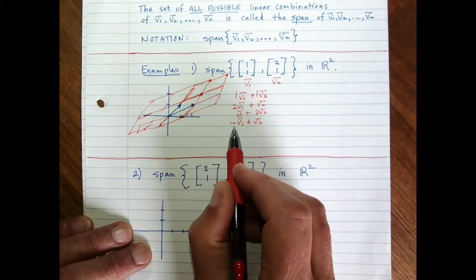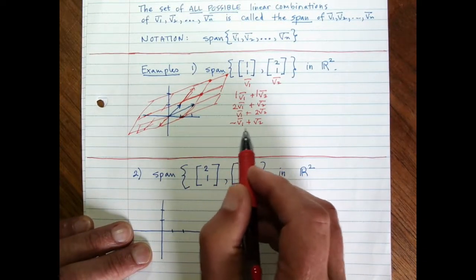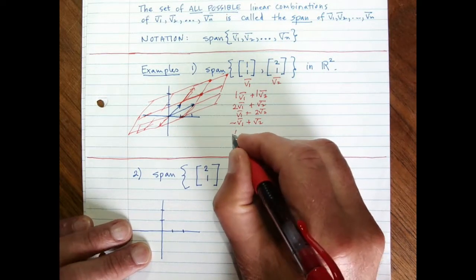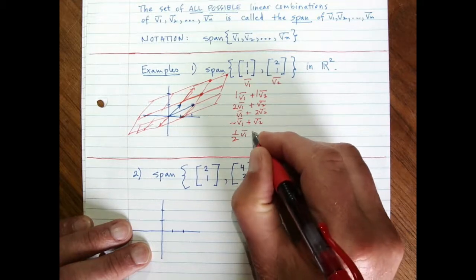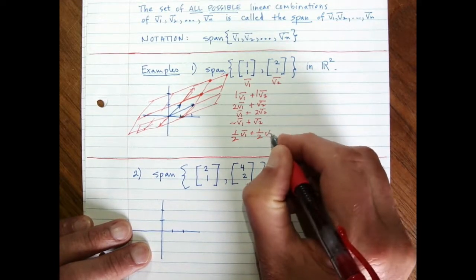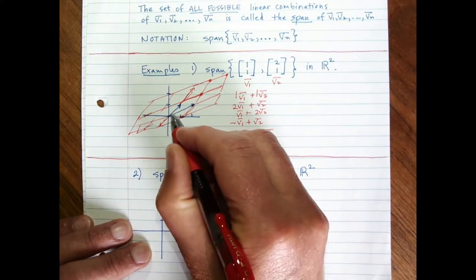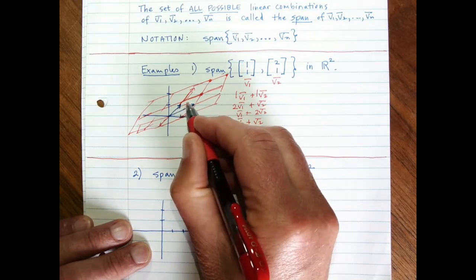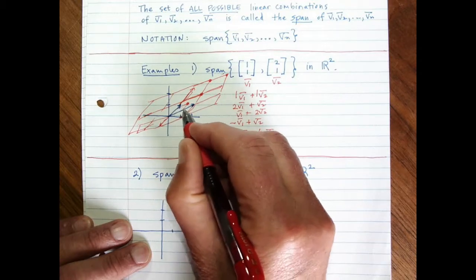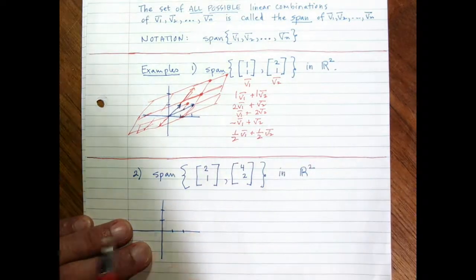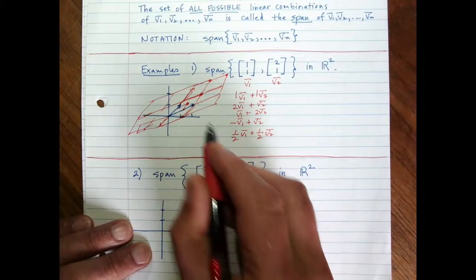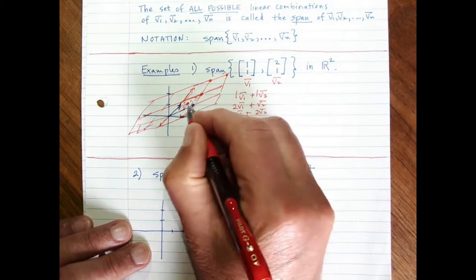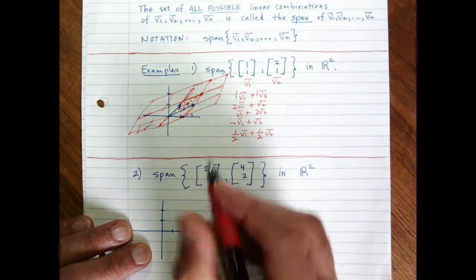Because it's not just integers that I can use as weights. I could take, for instance, 1/2 v1 plus 1/2 v2, or different numbers. 1/2 v1 plus 1/2 v2 is actually going to give me a point kind of right at half of one of these, half of one of those inside. In fact, by using fractions, I can get every point inside that first parallelogram filled in.